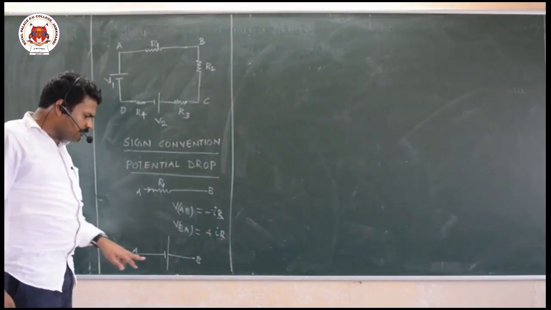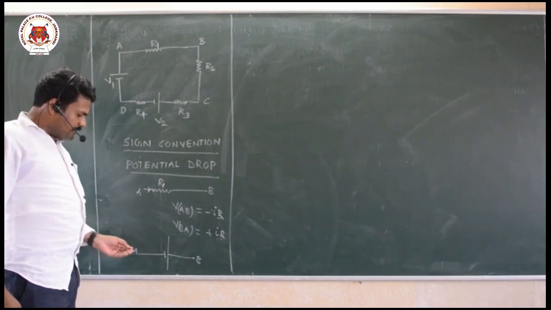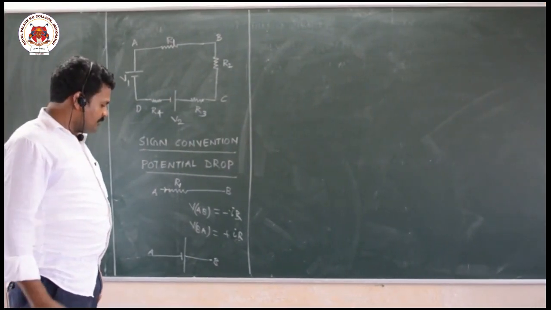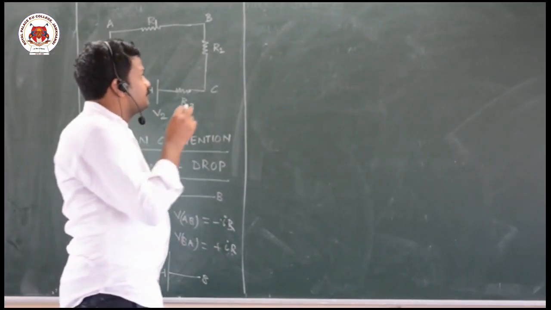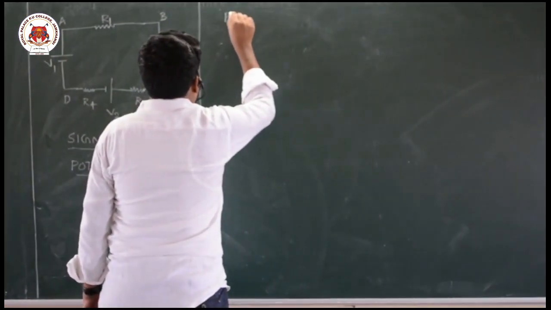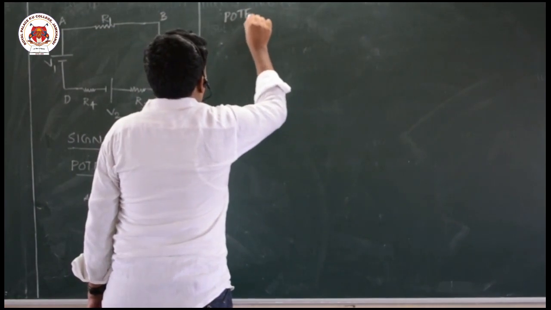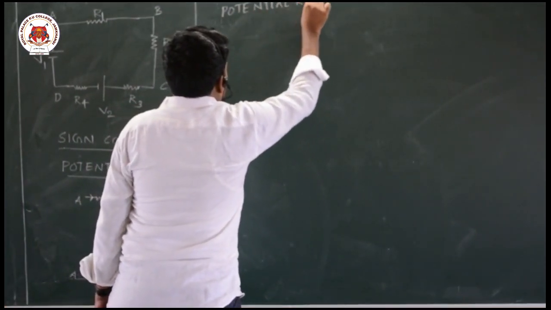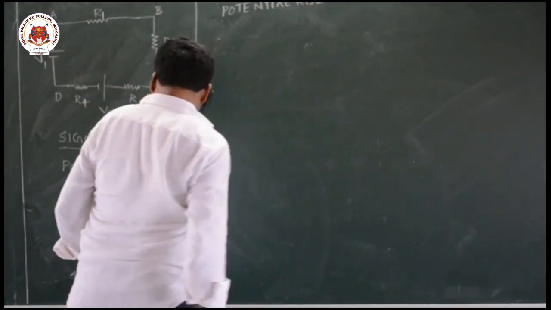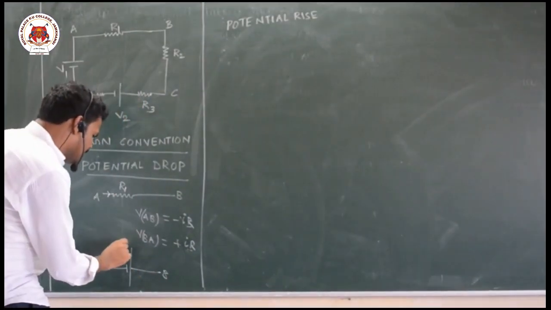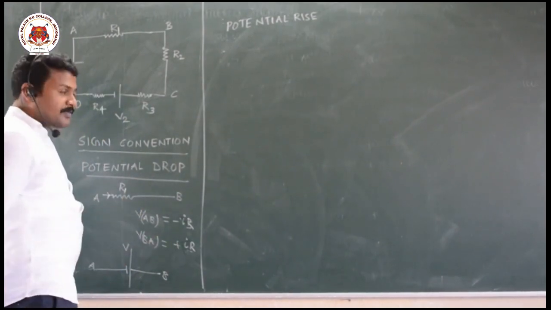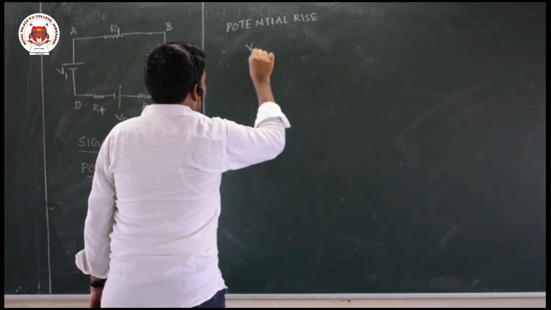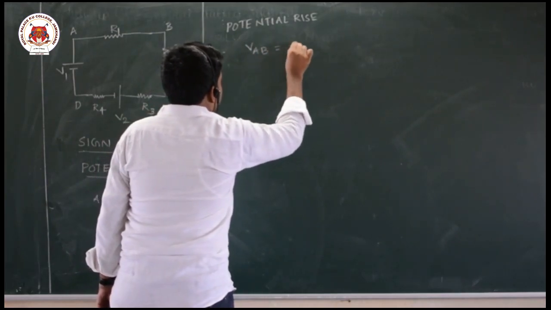While moving from A to B, you are moving from negative potential to positive potential. That means potential is rising. Potential rise is positive. So the potential difference of this cell, if I take it as V, in this case I have to write potential from A to B as plus V.